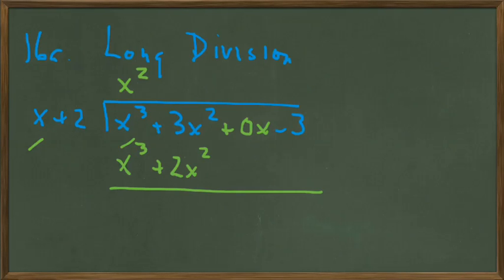These will always cancel out. If we've done it correctly, we take 2x squared from 3x squared and get x squared. We bring down the next term. We divide, again, highest degree term outside and the highest degree term inside. That gives us an x.